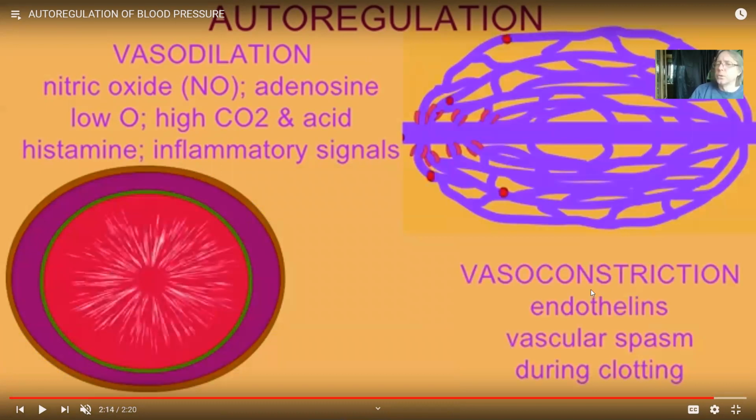And then there are also locally acting factors which cause vasoconstriction, such as endothelins and the vascular spasm that would occur during clotting. So if platelets realize we've been cut in a place, they release things which then cause a vascular spasm. Less blood will be delivered to the region which was cut.